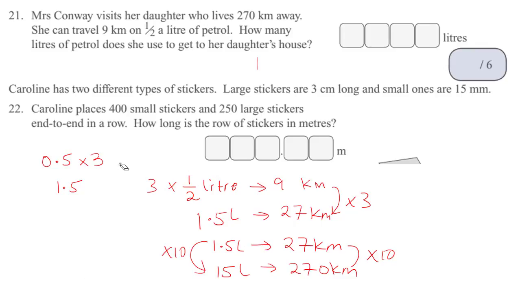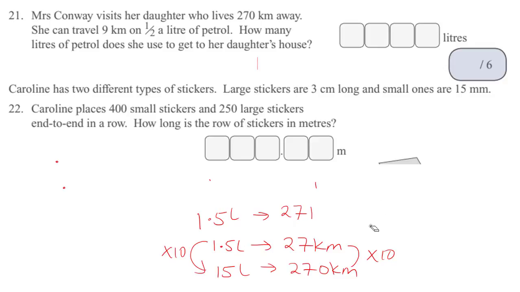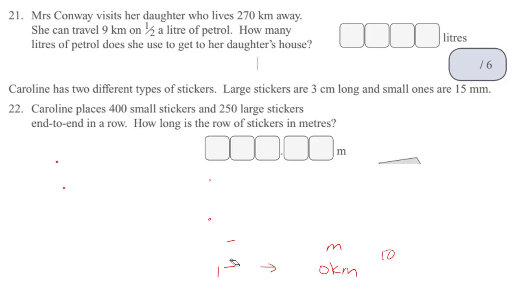Okay, now question 22 says Caroline has 2 different types of stickers. Large stickers are 3 centimeters long and small ones are 15 millimeters long. Now stickers tend to be rectangle sometimes, so we're just going to assume that they are rectangle in the way that they're describing them. The smaller ones are 15 millimeters, and the bigger ones are 3 centimeters. Okay, right. So this says Caroline places 400 small stickers and 250 large stickers end to end in a row. How long is the row of stickers in meters?